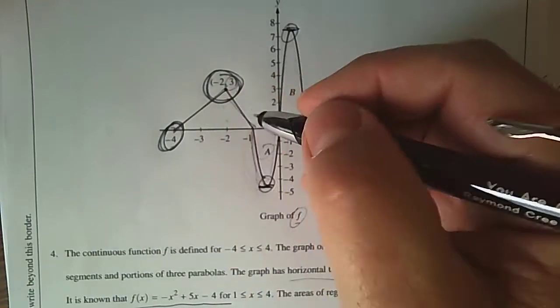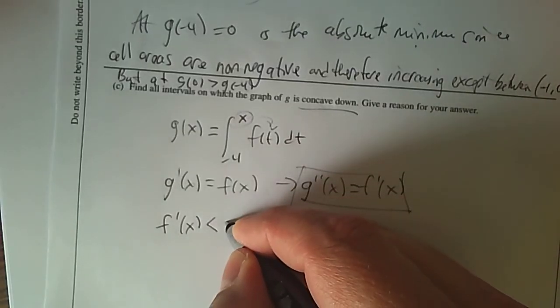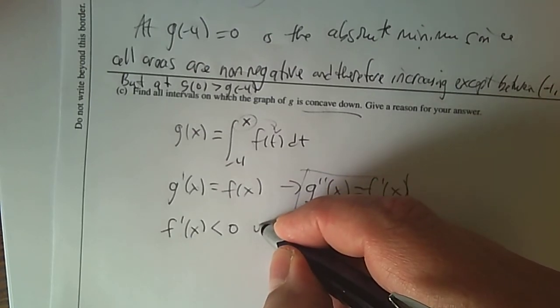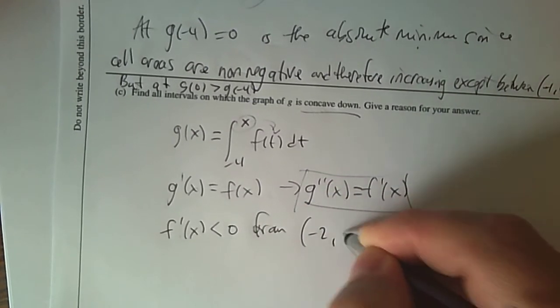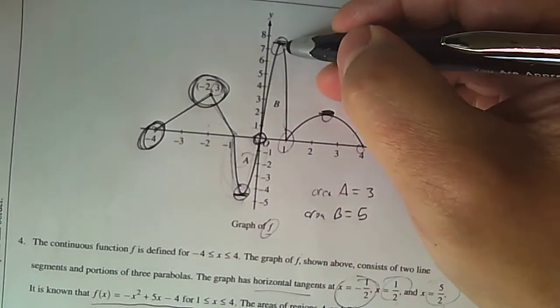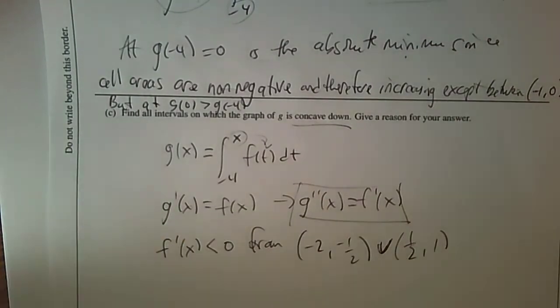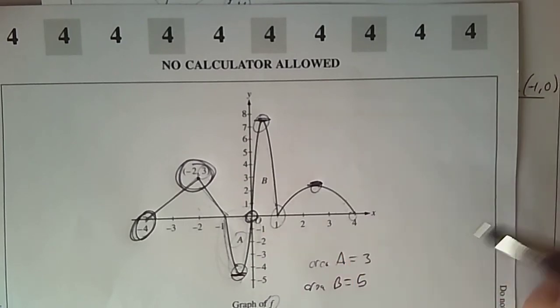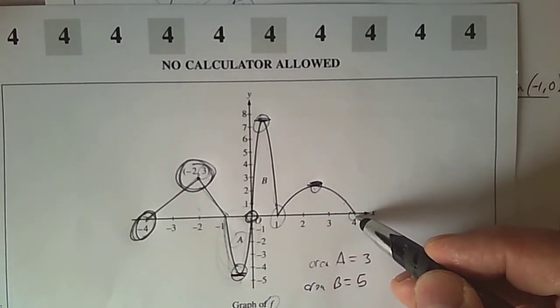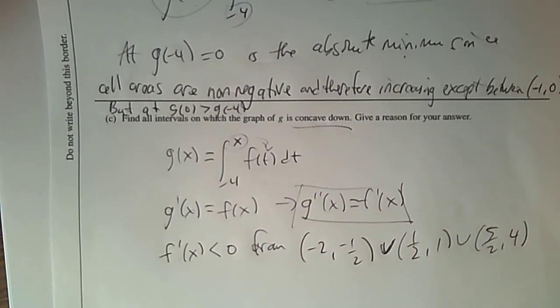So again, what am I looking for? Where is it decreasing? So for concave down, from -2 to -0.5. Where else is it decreasing? So it's also decreasing from 1/2 to 1. That's just a union, means and. Is it decreasing anywhere else? Yep, from 2.5 or 5/2 to 4. And that's it.